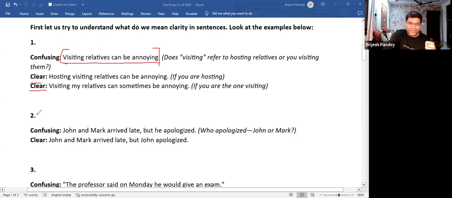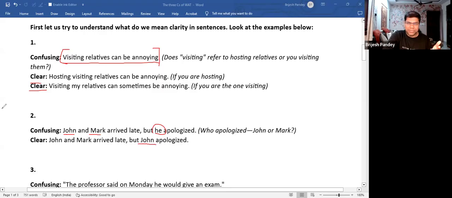Or for example, if you take the second one, it says John and Mark arrived late, but he apologized. Now, the problem is that there is John, there is Mark, and he apologized. Is it one of the two? And if it is one of the two, then which one is it? So the better version would be John and Mark arrived late, but John apologized, right? So clarity basically means that when you're writing, you are very specific about what exactly you are referring to. And this is something that you will develop by practice.